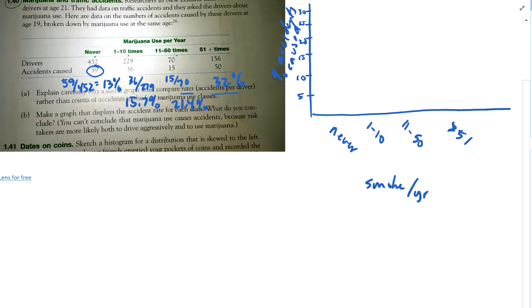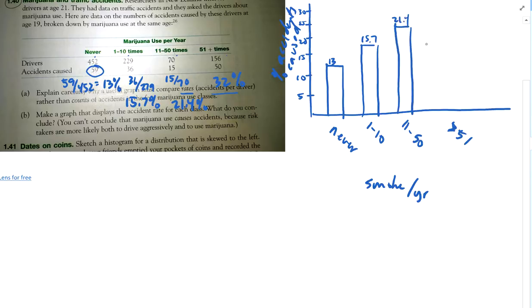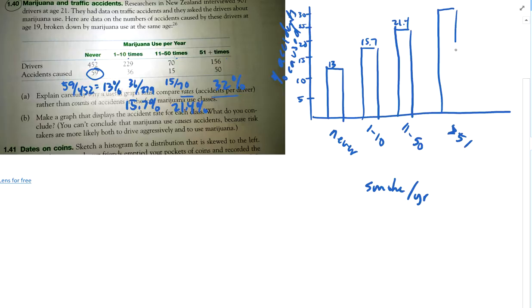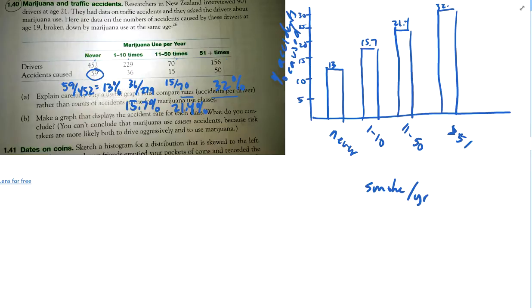If they never smoked, they're involved in 13 percent of the accidents. 1 to 10, 15.7. 11 to 50, 21.4. And greater than 51 times, 32 percent. Now, this way, I can actually compare the accidents caused with the smoking categories that they're in.